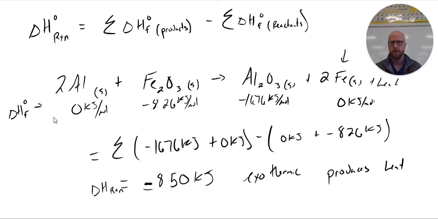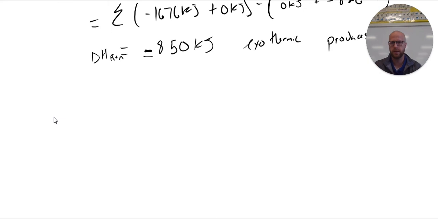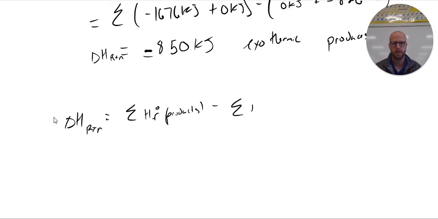So this is kind of the final way we can find delta H for reactions. Okay, so we can use this equation here. So the delta H of the reaction is equal to the summation of the delta H of formations of the products minus the summation of the delta H of formation of the reactants.